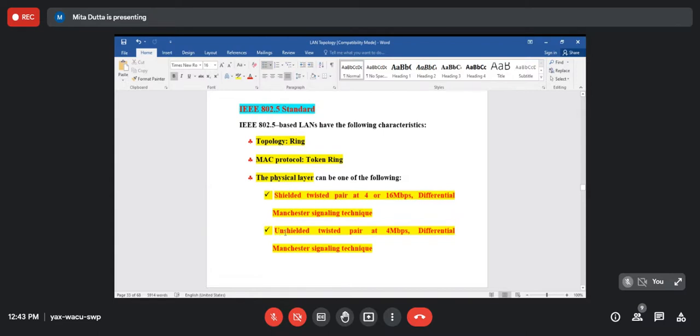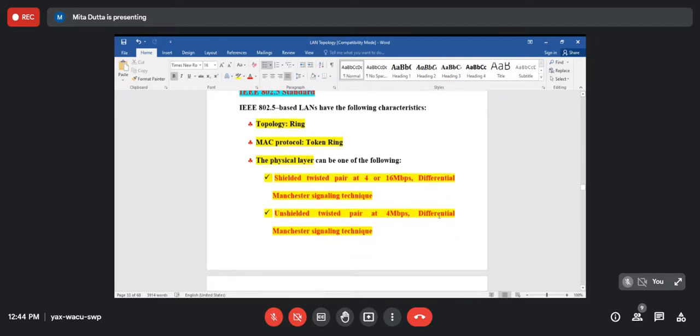And if it is unshielded twisted pair, then it will be 4 Mbps and the differential Manchester signaling technique. Because it is unshielded, the data rate can't be raised to 16. It is always at 4 Mbps. In this way, the IEEE 802 committee has categorized the LAN.